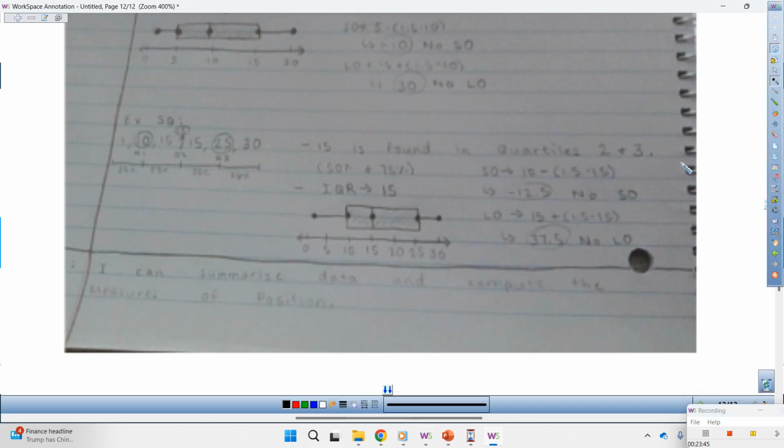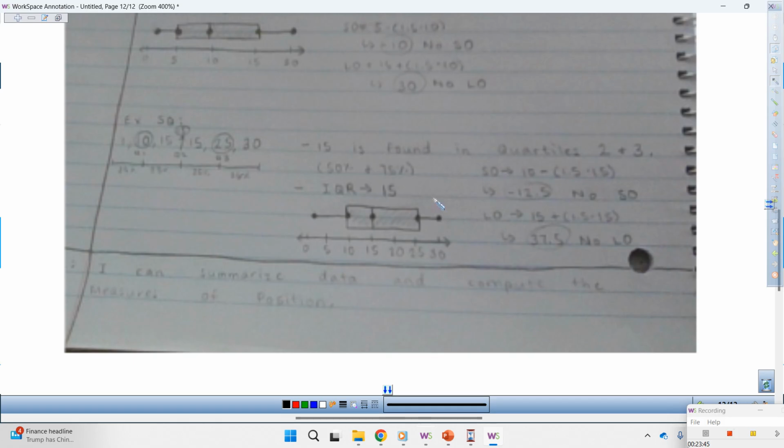All right, so let me read it to you. It says here they have an order 1, 10, 15, 15, 25, and 30. Q2 was 15. Q1 is 10. And Q3 is 25. From there, it says here, once they label their percentiles, 15 is found in quartiles 2 and 3, or between 50 and 75%. Hands up if you got something like that.